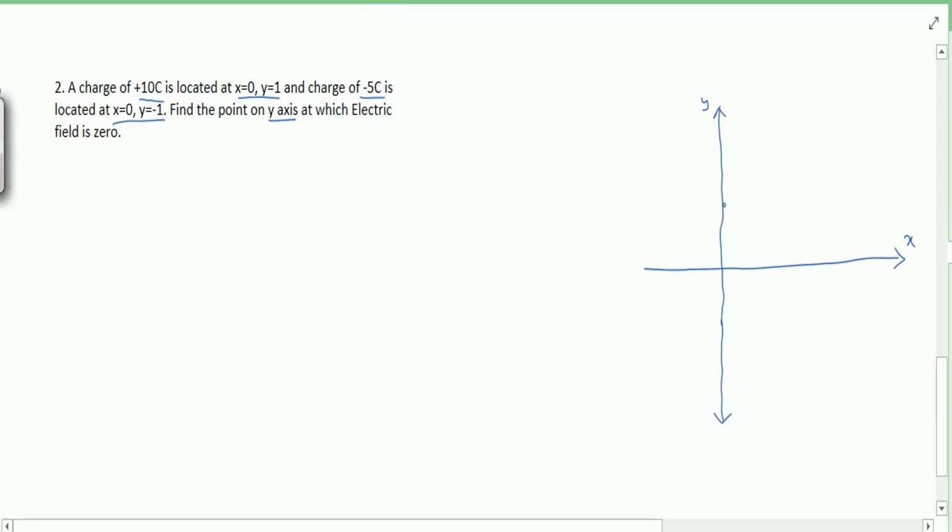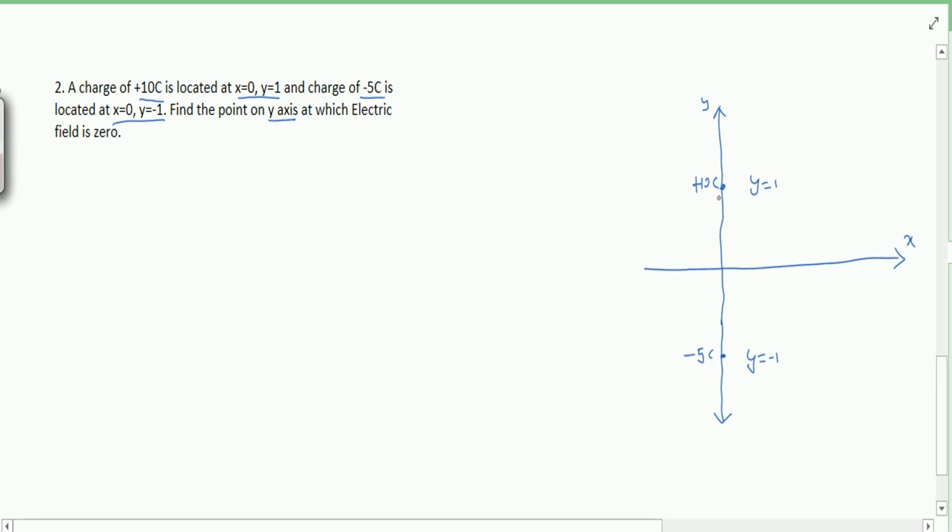The first charge is at x equals 0 and y equals 1. That charge is plus 10 coulomb, and another charge is present at x equals 0, y equals minus 1, and is minus 5 coulomb. So what is the value of the point y we have to find, at which the electric field is 0? Suppose we take one point on the y-axis at which the electric field is 0.